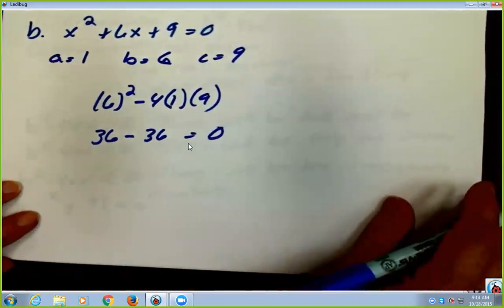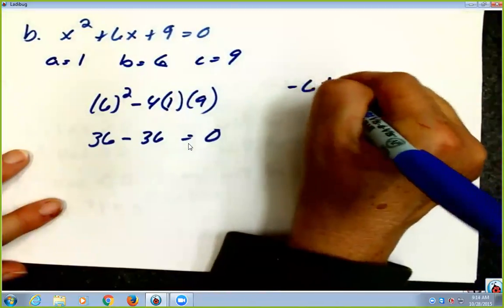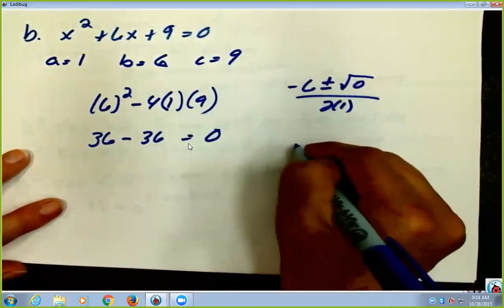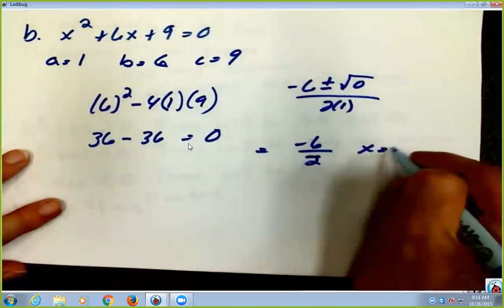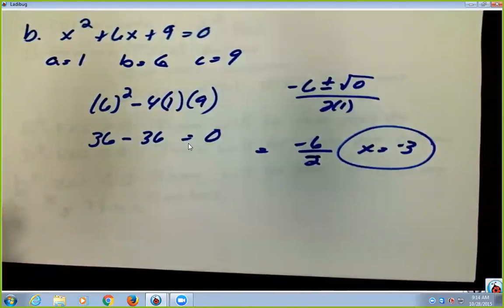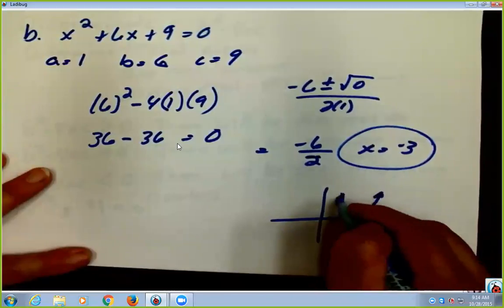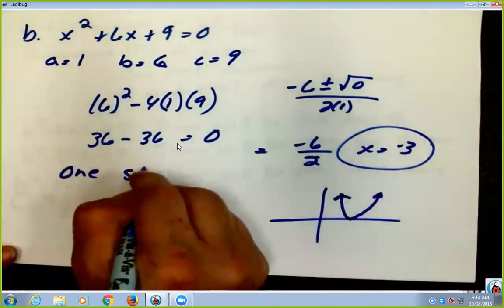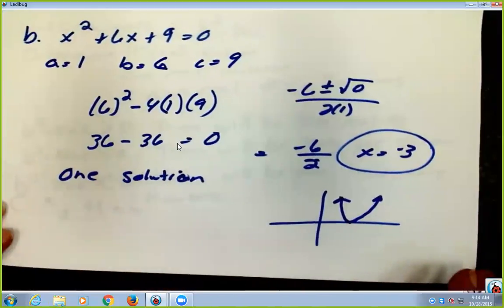If you finish this one, you would have negative 6 plus or minus the square root of 0 all over 2 times 1, or 2. The only piece that I would have when I'm all done is that x would equal negative 3. So my parabola is coming down here, touching at negative 3 and heading up, and that's all it has. So this has 1 solution. I could tell that just by the discriminant, of where it's going to cross and what's going to take place with it.